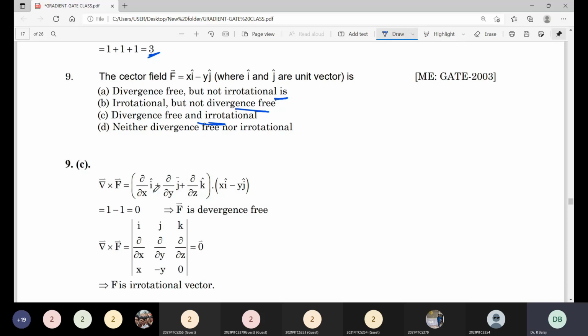Now del dot F, the divergence, is equal to dou by dou x into i vector, dou by dou y into j vector, dou by dou z into k vector, dot xi vector minus yj vector. That is 1 minus 1, which is equal to 0. F is divergence free.